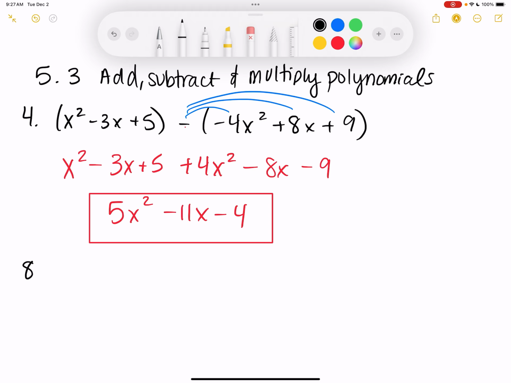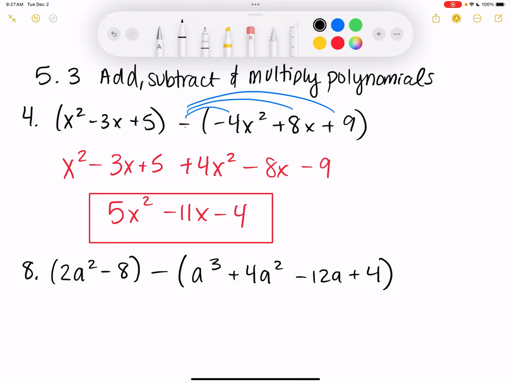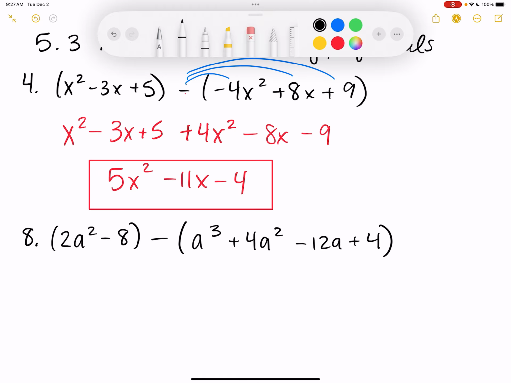8. 2a squared minus 8 minus, in parentheses, a cubed plus 4a squared minus 12a plus 4. So this is what I was kind of talking about. I have 2 terms in this first thing, but I have 4 terms over here. So if you're not careful, you're going to forget to distribute this negative through to the terms that you're not directly subtracting, if that makes sense. Or you might leave terms out altogether.